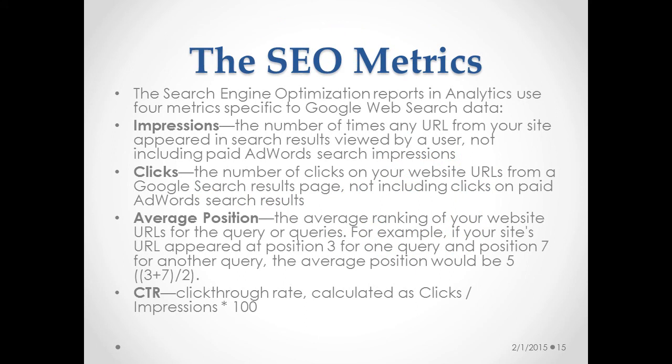So let's talk about metrics, which will be important for a later lecture, in which we discuss how to determine your ROI. Now, some metrics that are commonly associated with SEO are impressions, which we've talked about, clicks, average position, and CTR, or click-through rate. Now, what are each of these?